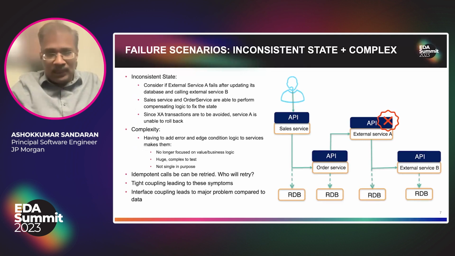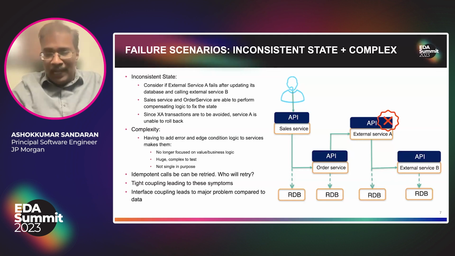So let's take this inconsistent state and complexity issue. In the inconsistent state, what we mean here is, let's say a client calls the sales and says, hey, I want to input an order. The sales puts an order, it gets routed through the order service, gets validated. And it is not like, as we saw before, one service does everything. That order service has to call the external service, and after that external service is done, then it calls another external service.